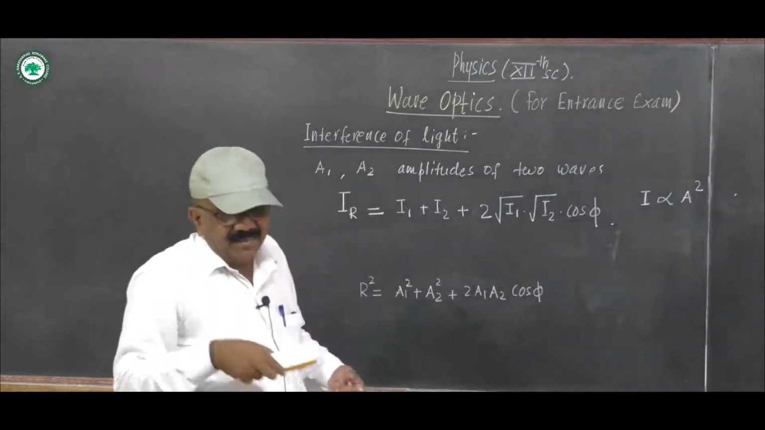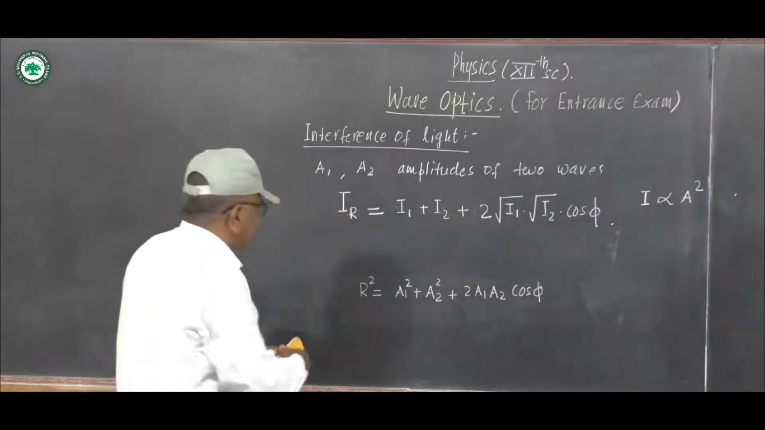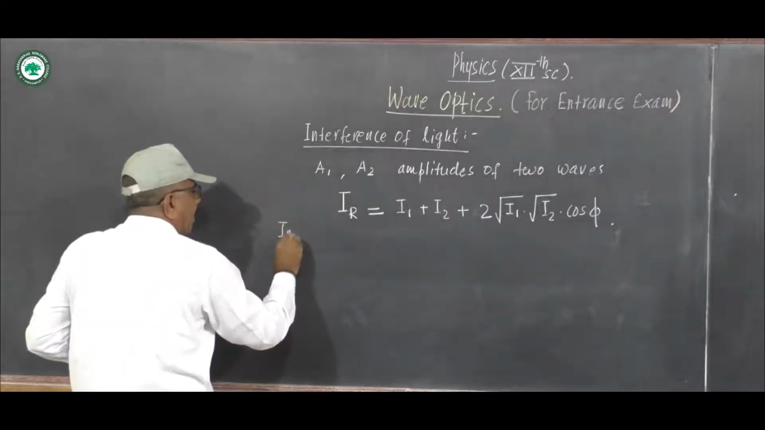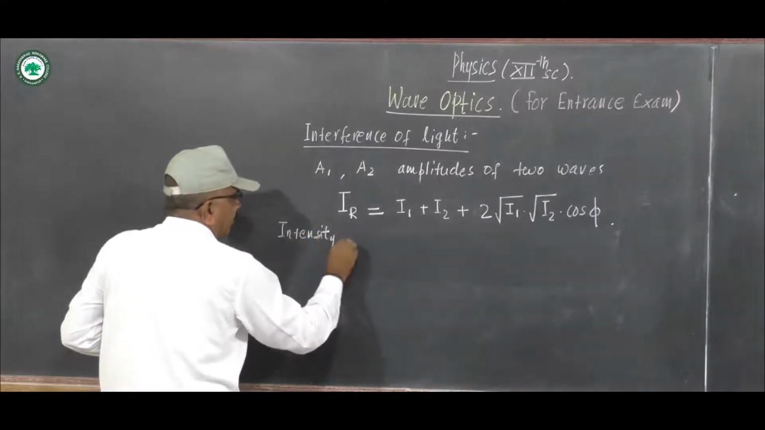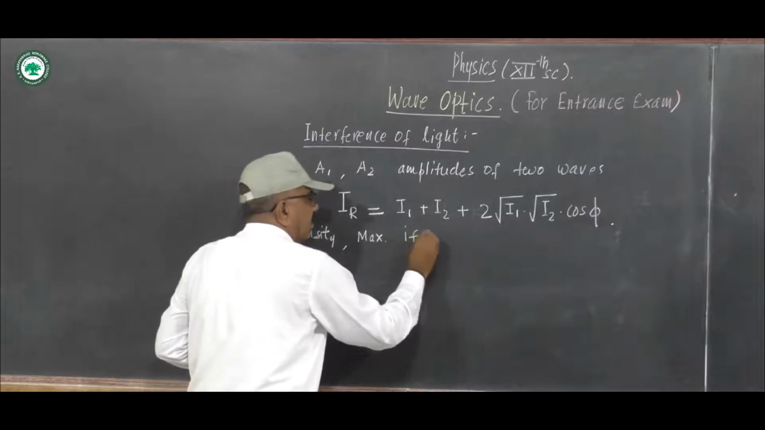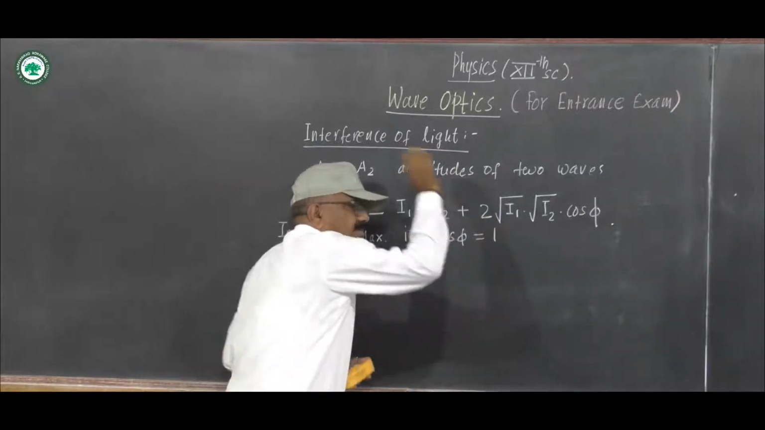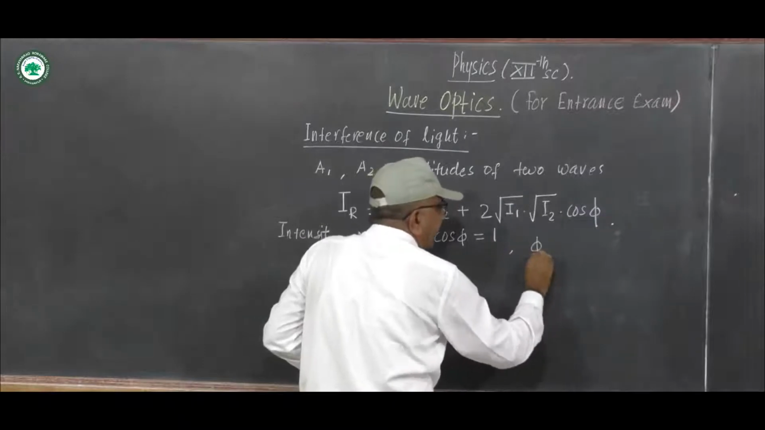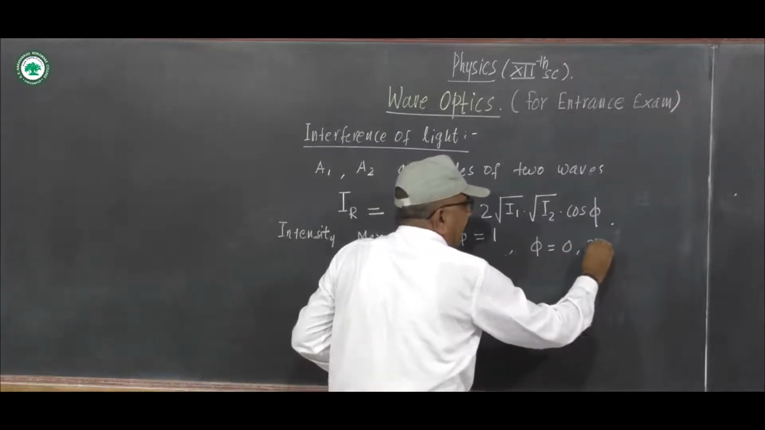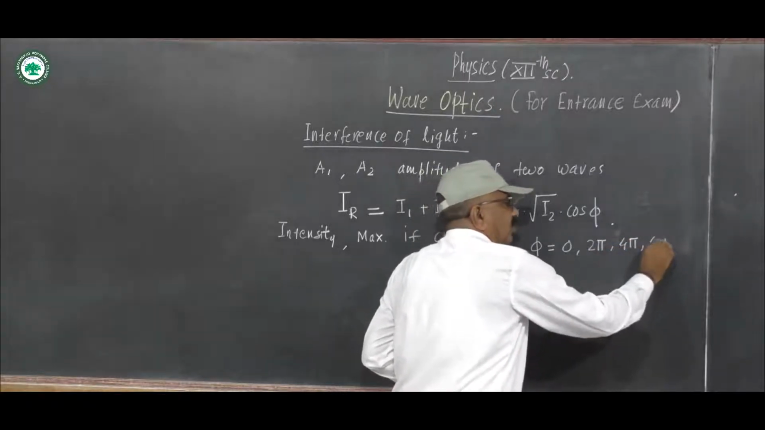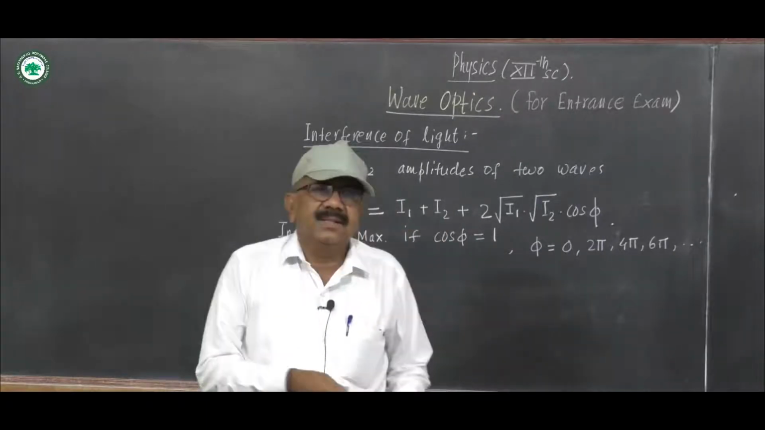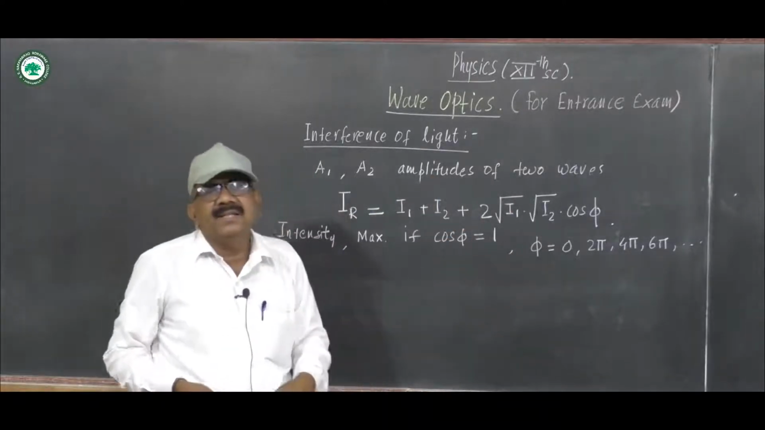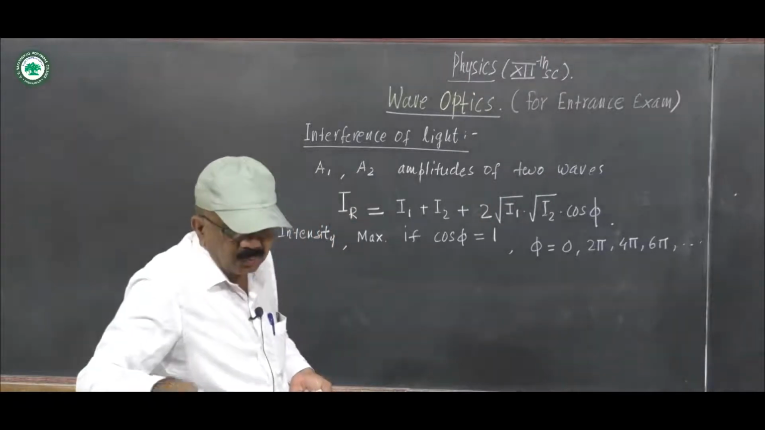The intensity is maximum if this cos phi is 1. This is the main thing, an important point. This intensity will be maximum if cos phi is 1, that is, this phi is 0, 2 pi, 4 pi, 6 pi, and so on. For these values, the value of cos phi is 1, and this resultant intensity will be maximum.